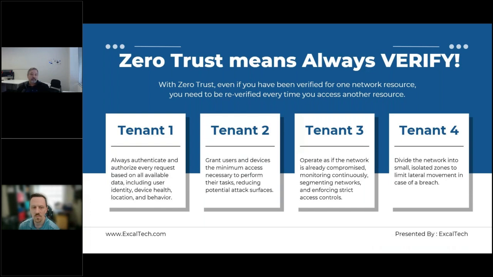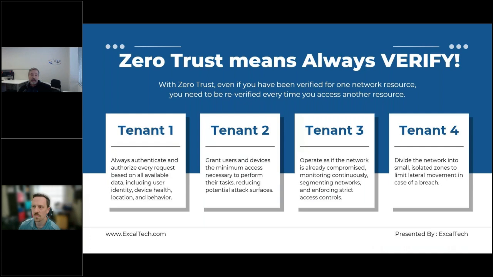First, verify explicitly. Again, instead of assuming trust, Zero Trust continuously authenticates and authorizes users, devices, and applications based on many factors: identity, location, and device health. This ensures that only legitimate entities gain access at any moment.